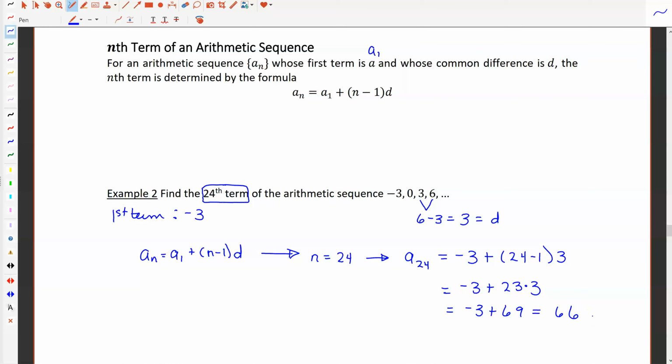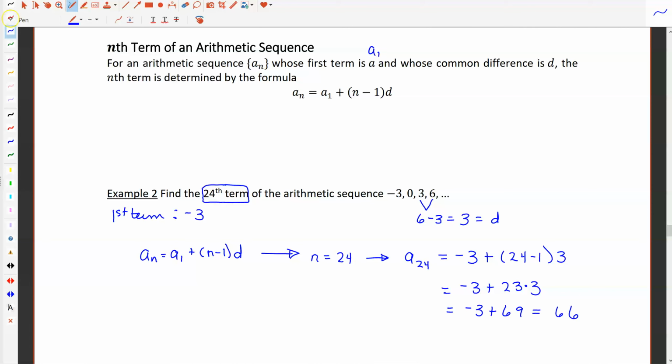You definitely don't want to sit here and go out to the 24th term. I've seen some students do that, especially when they forget the formula. Just know that if I, for instance, ask you to find the 233rd term of the sequence, it starts to get a little silly to sit there with your calculator adding that common difference that many times to get that far out in the sequence. So it's important that you know how to use the formula.